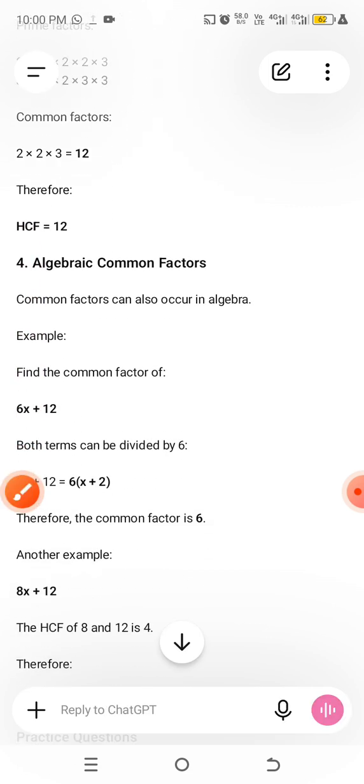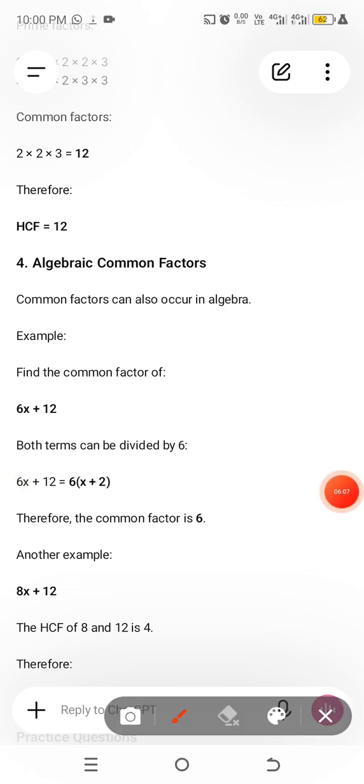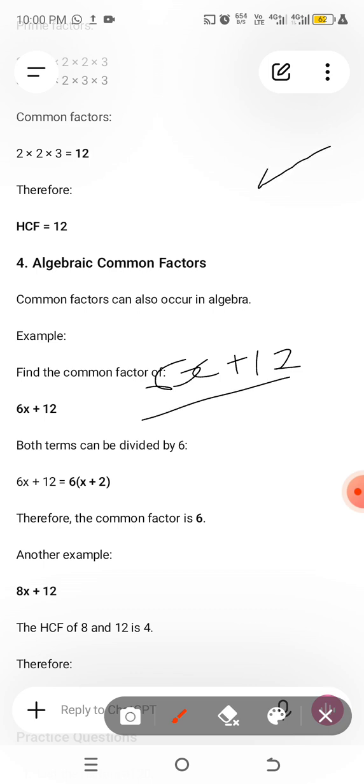Let's look at algebraic common factors. Common factors can also occur in algebra. Find the common factor of 6x plus 12. Now, both of them can be divided by 6. Let's say we put this one over 6 now.